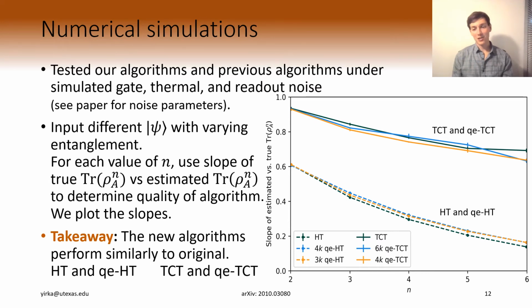And then we plotted those slopes here. So again, an ideal result would have a horizontal line at 1.0, and the results here are degraded due to noise. The key takeaway is that there's almost no difference between the original algorithms and their qubit-efficient variants. So here we have two groups of HT and TCT, where there's almost no difference between the original TCT and the qubit-efficient TCT, and similarly for the HT group. This means that we get our asymptotic savings in the number of qubits while suffering almost no degradation in terms of noise resilience.